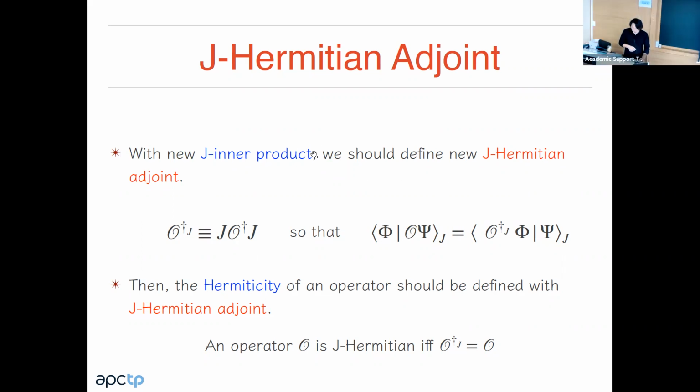Because we define the new J inner product, you also have to define a new J Hermitian conjugate, so that when this operator acts on the ket, it gives this. This is the definition of the J Hermitian adjoint, and you can easily see that this new adjoint should have this J to get this relation. When you talk about the hermiticity of the operator, you should use this J Hermitian adjoint. So this operator O is J Hermitian means this.